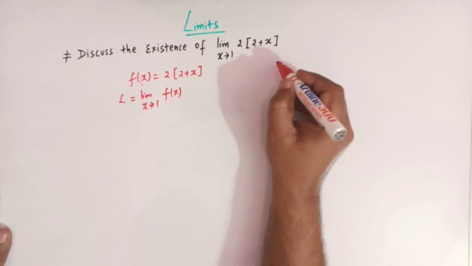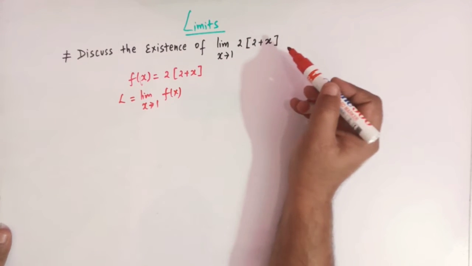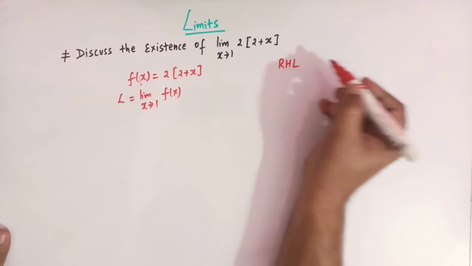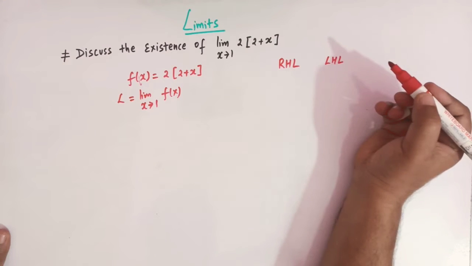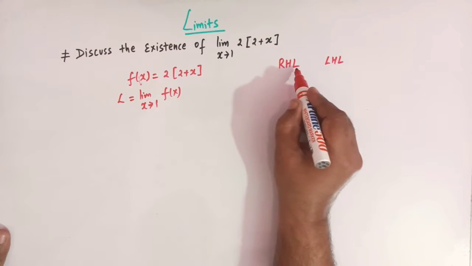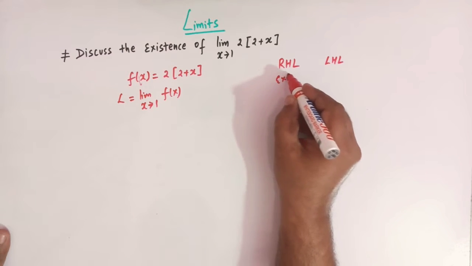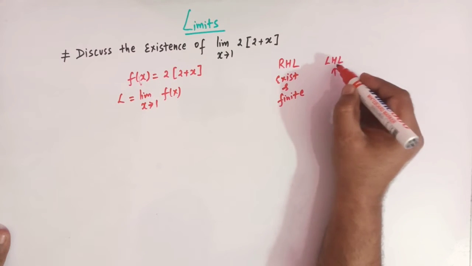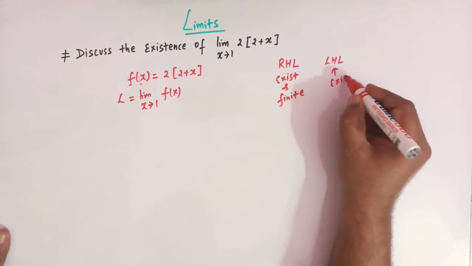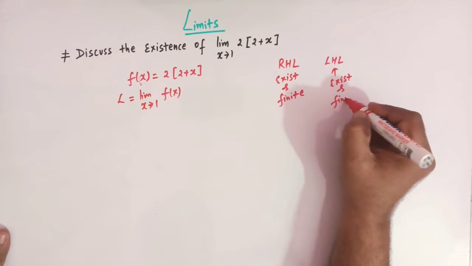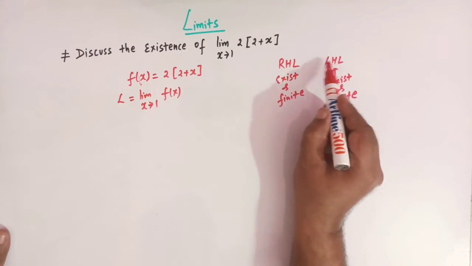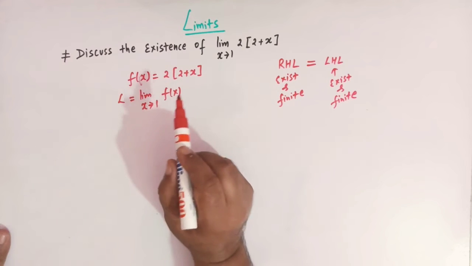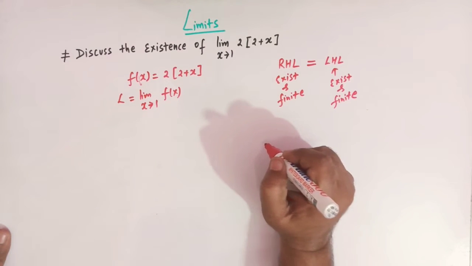In order for the limit to exist, we have to separately find the right hand limit and the left hand limit. When the right hand limit exists and is finite, and similarly the left hand limit also exists and is finite, and moreover both these limits are equal, then we can conclude that the limit of a function at the particular point exists.